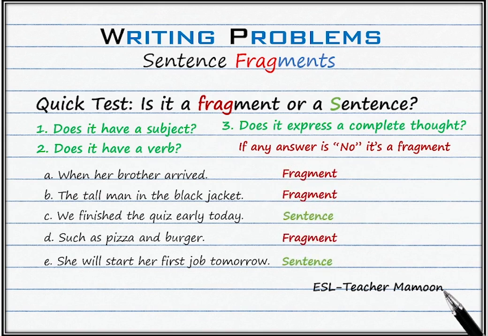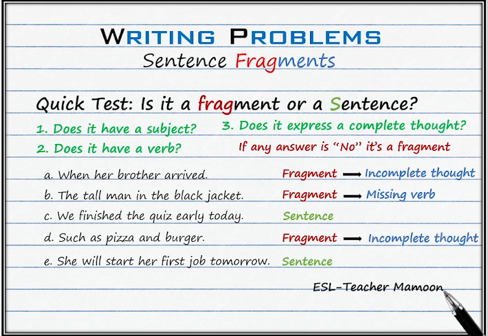Here we go. Number 1, when her brother arrived. That's a fragment because it's an incomplete thought. Number 2, the man in the black jacket. Fragment because, finish the sentence, it has a missing verb. As for D, it's a fragment because it is an incomplete thought.